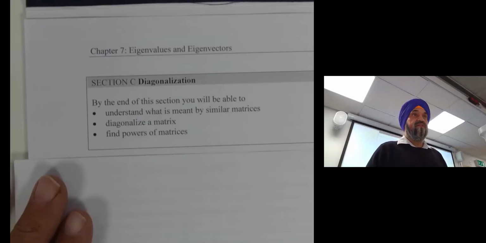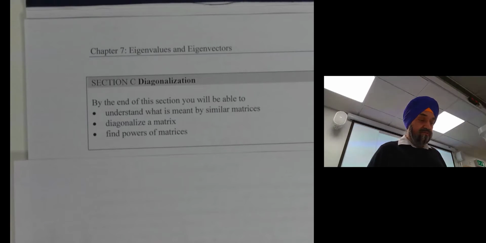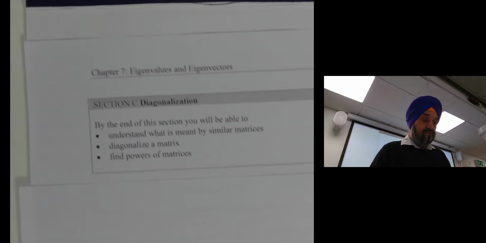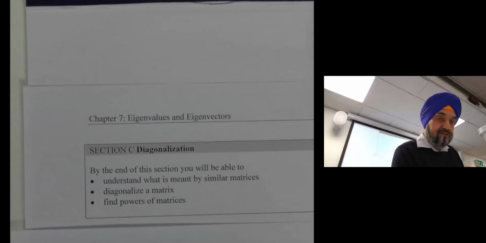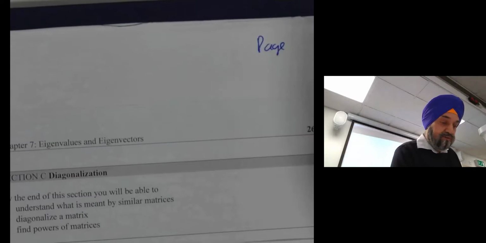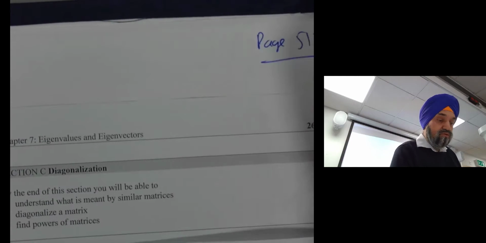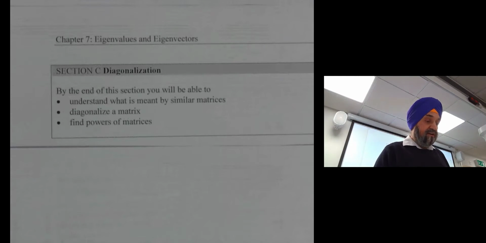What page? Sorry, what page is section 7 points? What page is Patrick? That's going to be page 518. Page 518. Okay, page 518. We're on page 518 and diagonalization.